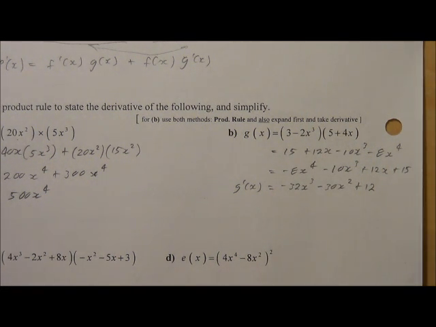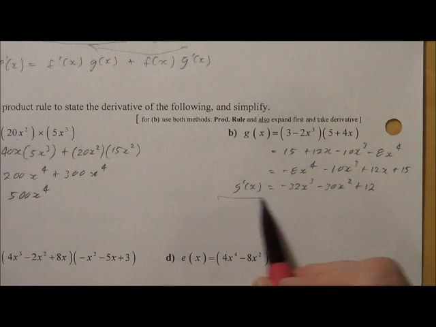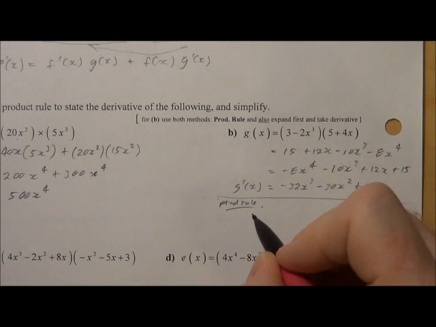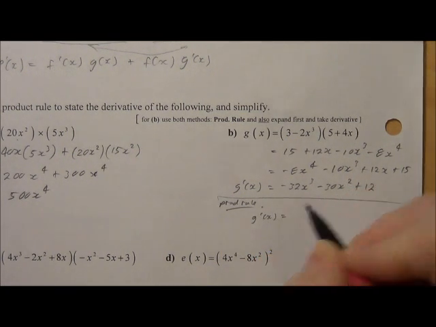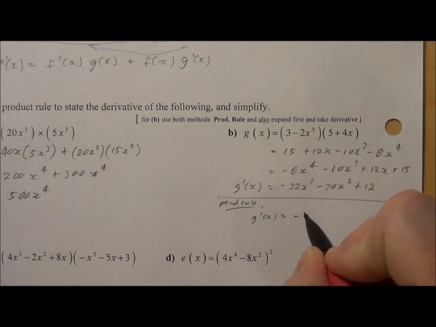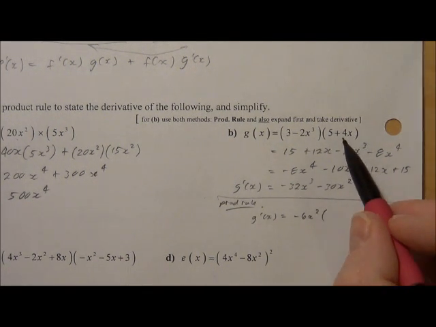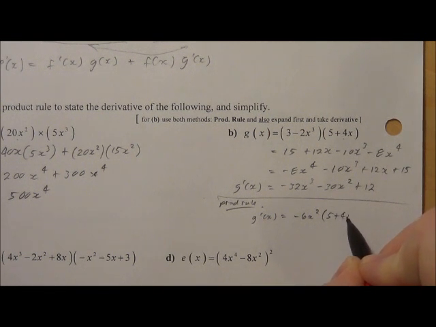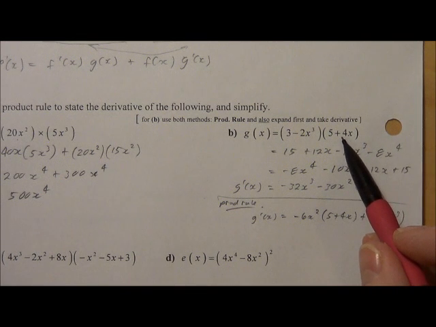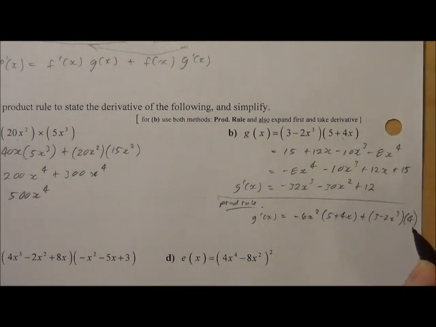Now I'll do the product rule. So g prime of x is the derivative of the first times the second plus the first times the derivative of the second. And now we just simplify.